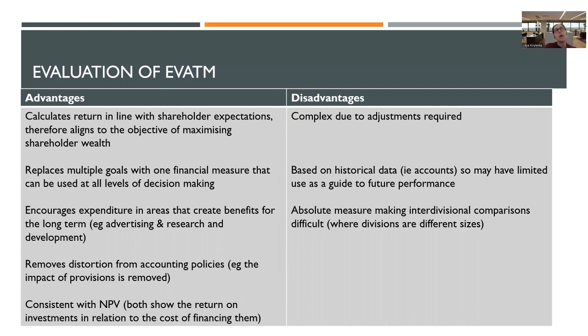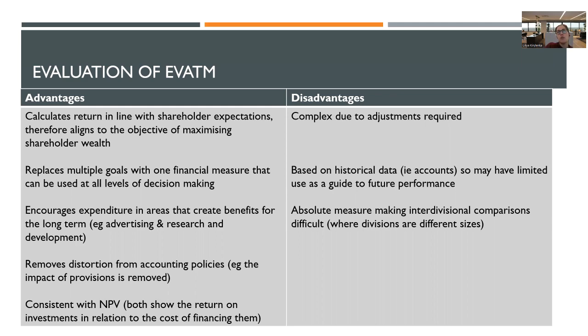We do that because the calculation would be in line with shareholders' expectations. Therefore, using EVA as our benchmark, as our KPI, we will make sure that we aim at shareholders' wealth maximization. EVA encourages expenditure in areas that create benefits for the long term, such as advertising, research and development, and training. It removes distortion from accounting policies, such as the impact of provisions. It is consistent with NPV because we include investment and cost of capital.